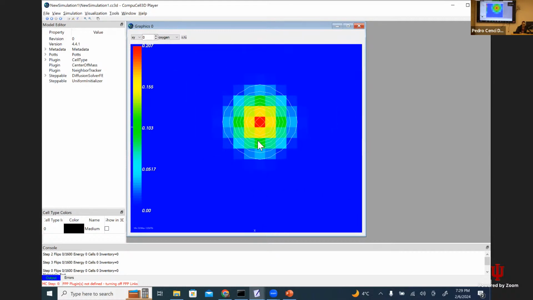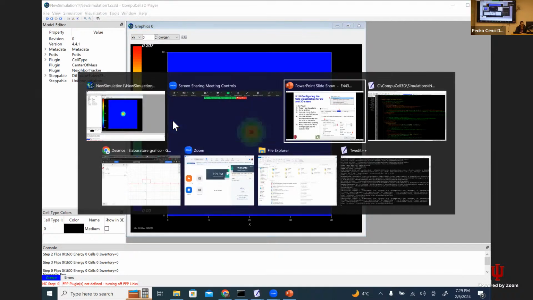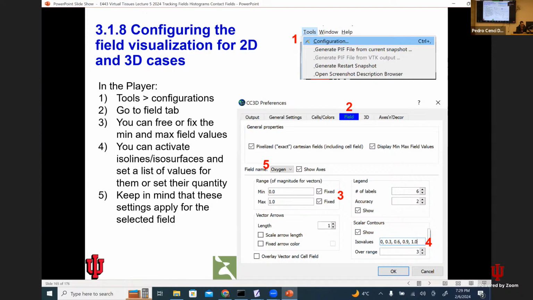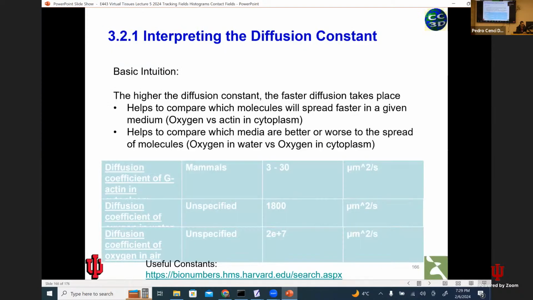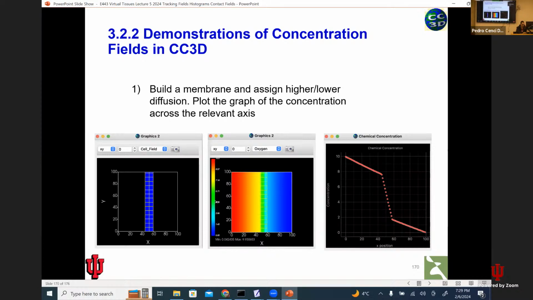They work in 3D too, by the way. And we had issues with that the first day, I think. And in the last few minutes, we have interpreting diffusion constants. This is the last exercise, but I think we won't have time to cover it.